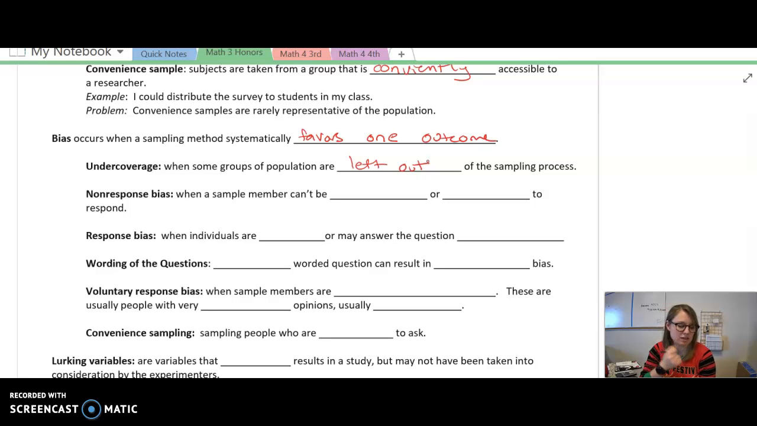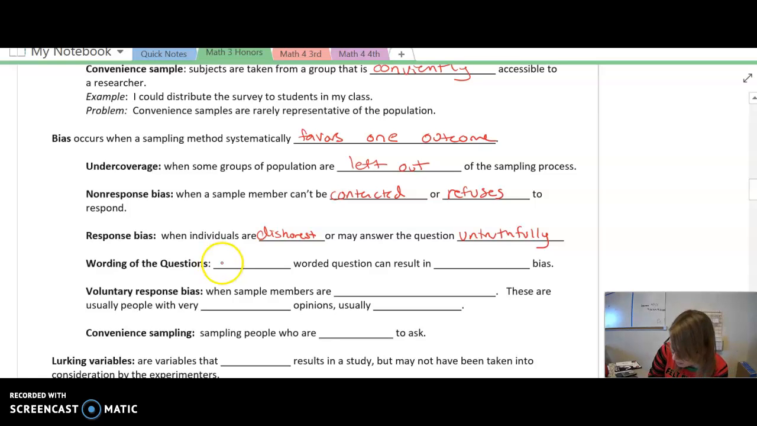Non-response bias is when a sample member can't be contacted or refuses to respond. That would be on their part. Response bias is when individuals are dishonest or answer the question untruthfully. So lying on a survey, that's why you have to swear under oath whenever you go to court so that you don't lie. And it's also against the law. Perjury.